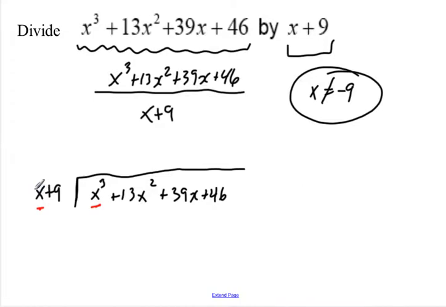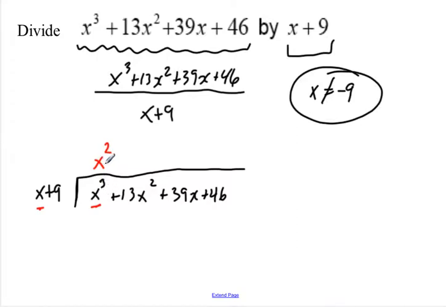If I take x and multiply it by something, I need to get x cubed. So how many times does x go into x cubed? What do I need to multiply x by to get x cubed? That one thing is an x squared. So x times x squared is x cubed.